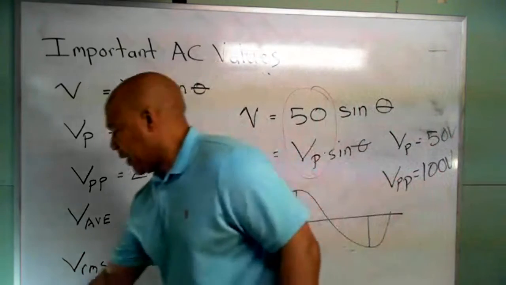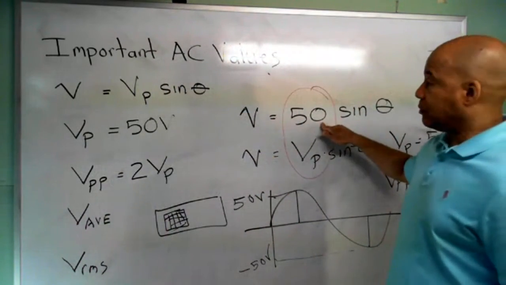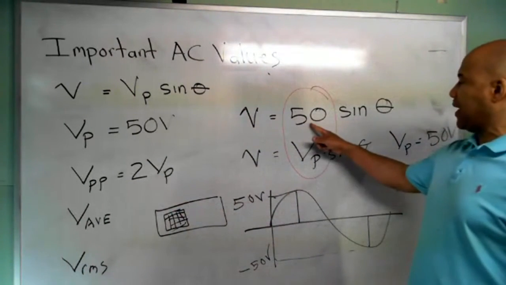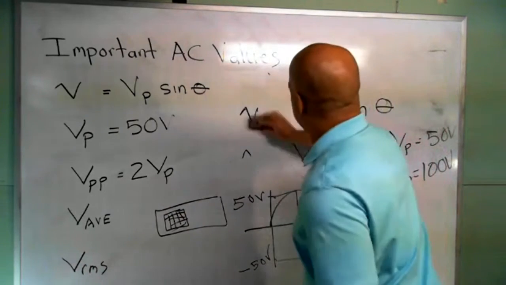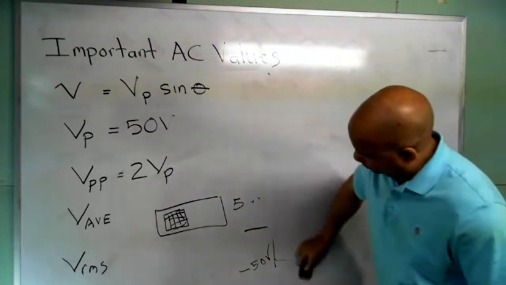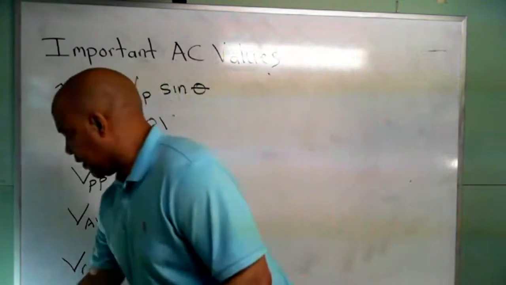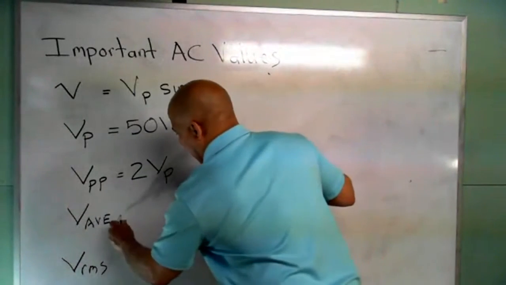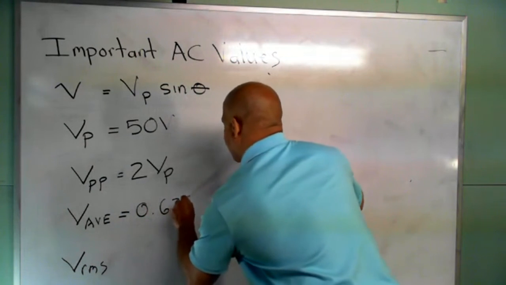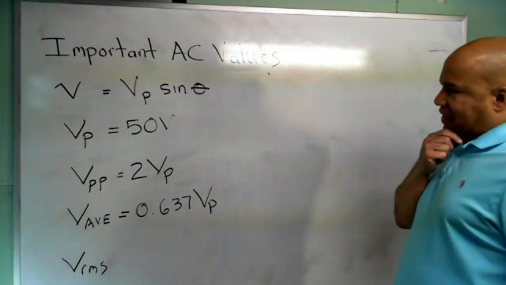So again, given this expression, you get the peak value by just looking right there. Peak to peak value is twice the peak value. So if I double that, I get 100. And then the average value, let's talk about that. Let me give you the equation for average value just so you have it. To get the average value of an AC waveform is 0.637 times the peak value.